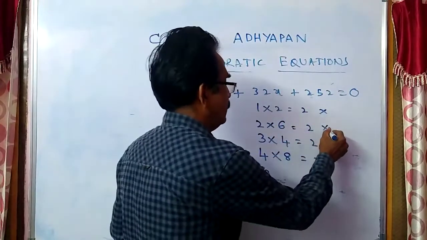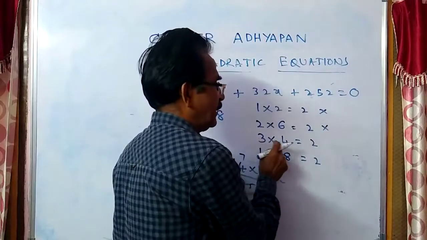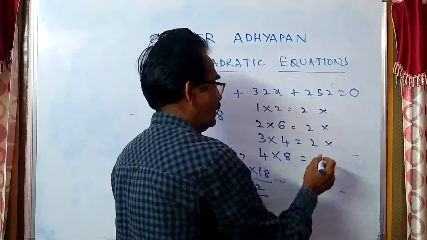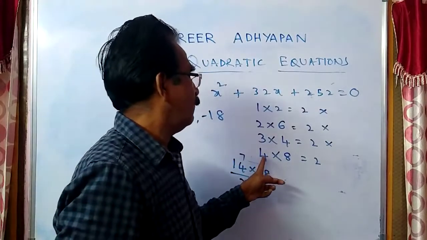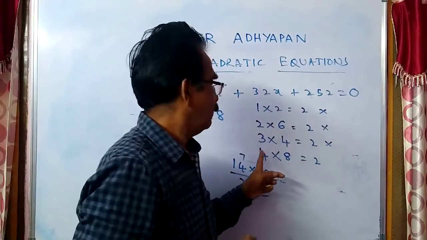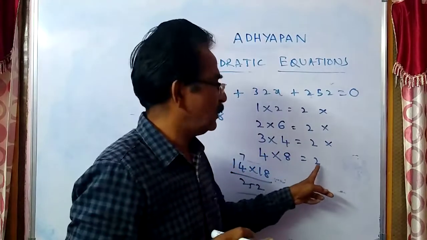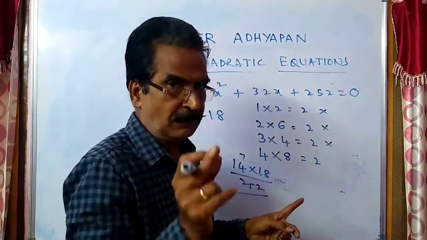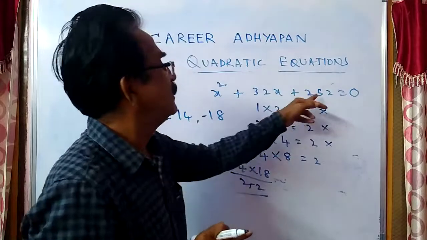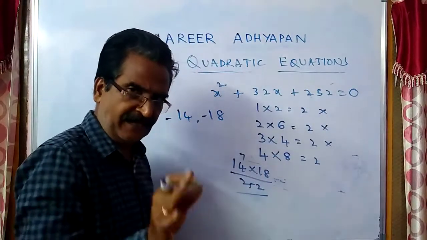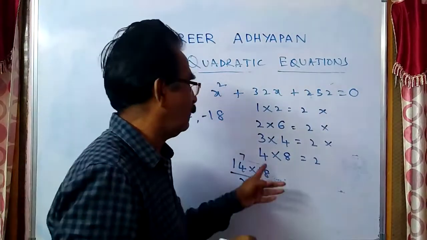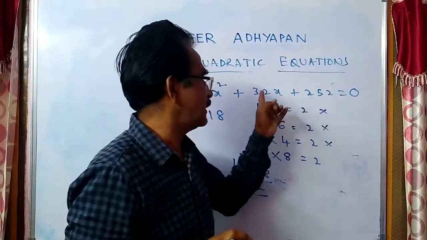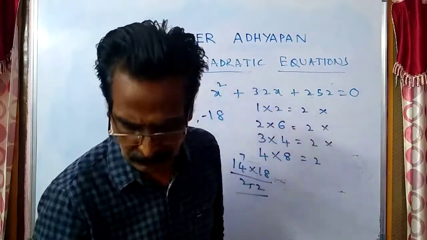Again 3 into 4 is equal to 12, fine. But 3 plus 4 is equal to 7. This is wrong. Next you take 4 into 8. 4 into 8, 32, units digit 2. 4 plus 8, 12, units digit 2. So this 252 must definitely be the product of 14 and 18. 14 plus 18, 32. 14 into 18, 252.